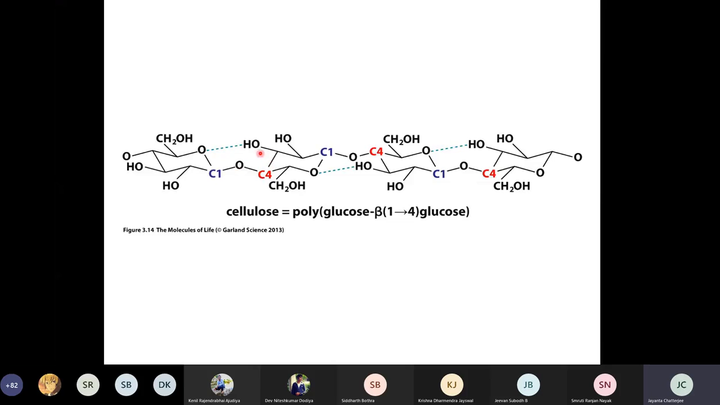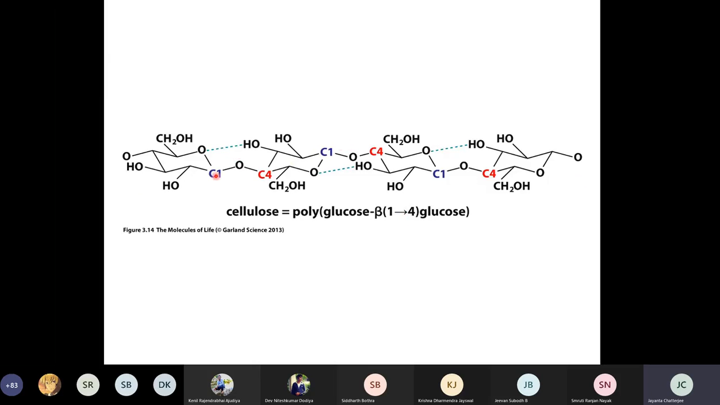Here, this oxygen would be considered the hemiacetal form. So this oxygen also engages in a hydrogen bond with the C3 OH, right? And this hydrogen bond stabilizes the conformation of this single linear polymer, okay?